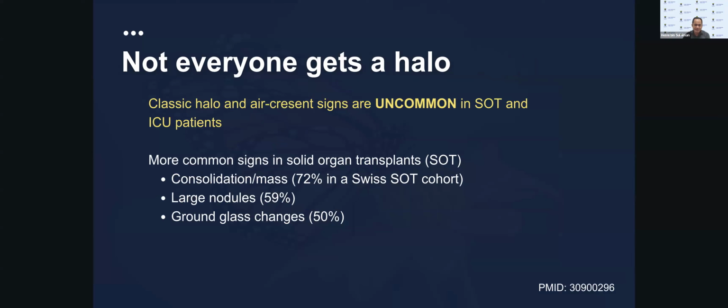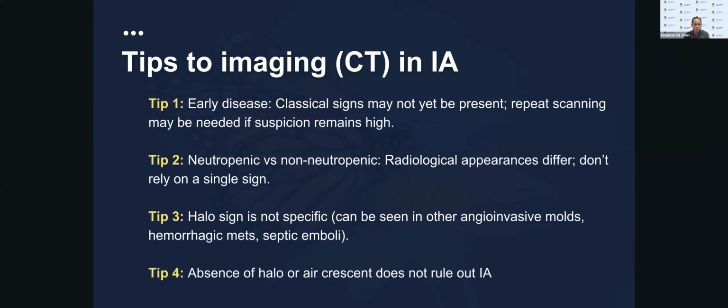So classic halo and air crescent are uncommon in ICU patients and solid organ transplant. The common changes in solid organ transplant patients are as follows. They have consolidation, large nodule, or ground glass changes. Rarely they have halo or air crescent sign. So you should not be limiting yourself to these changes if you are talking about non-neutropenic patients like solid organ transplant patients.